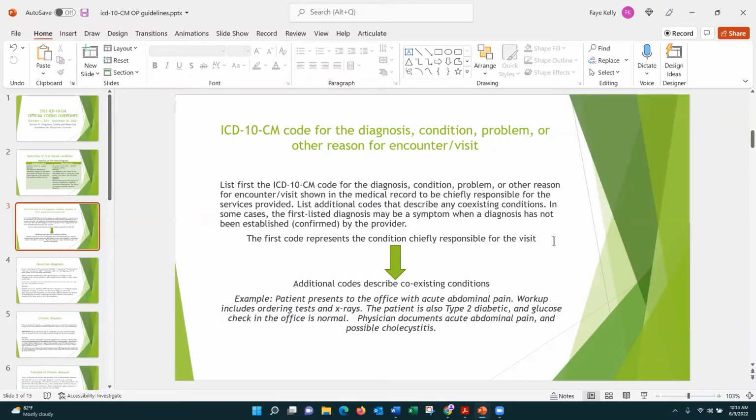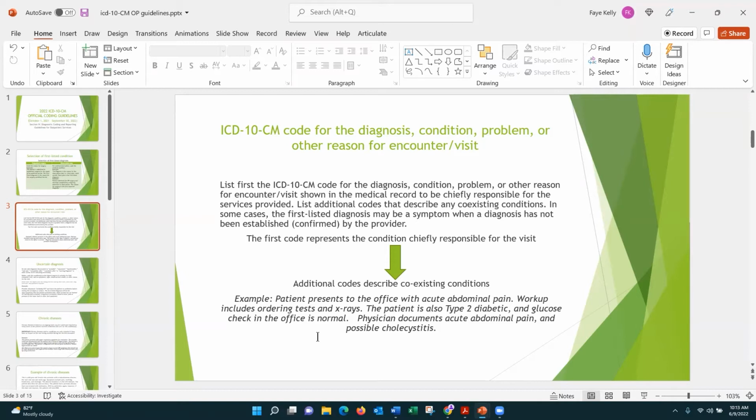So I kind of broke it out here. This is what, if you're making notes, the first code represents the reason for the visit. Then you can code additional coexisting conditions. The example: patient presents to the office with acute abdominal pain. Workup includes ordering tests and x-rays. The patient is also a type 2 diabetic, and they did a glucose check in the office. It was normal, but they still checked it.